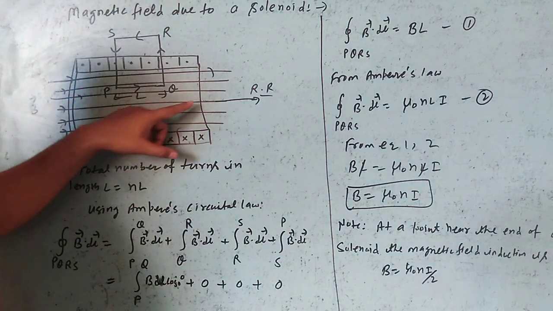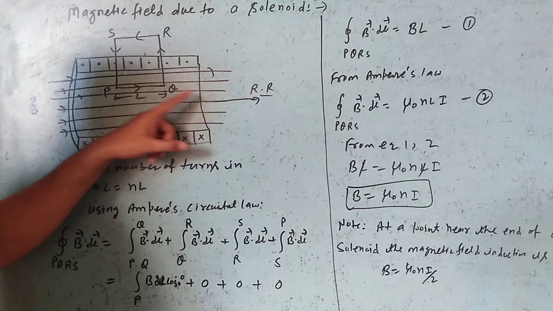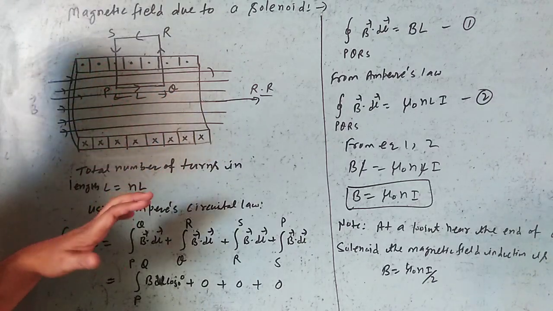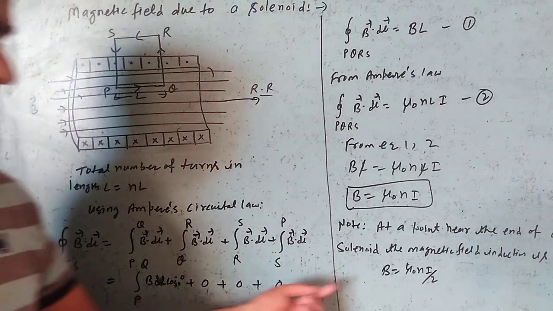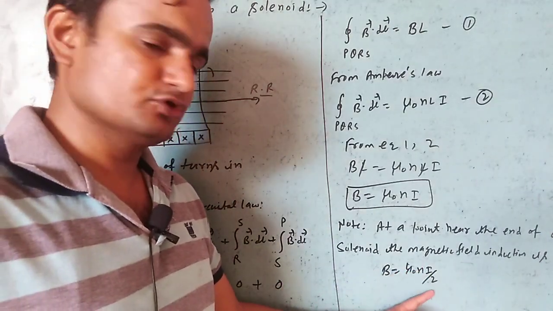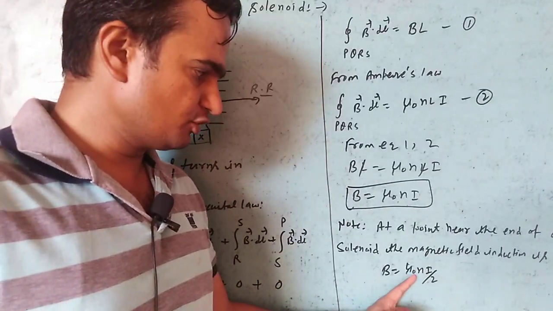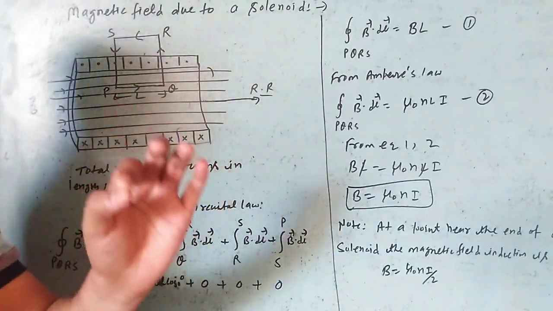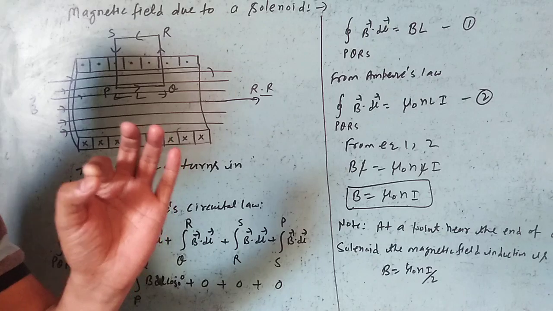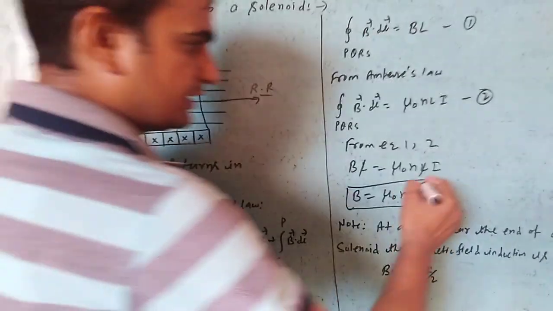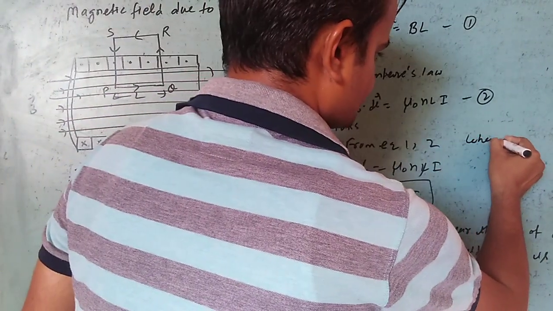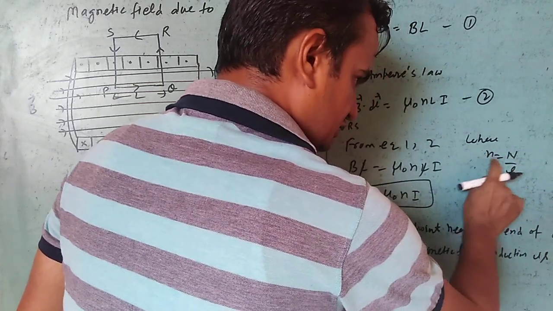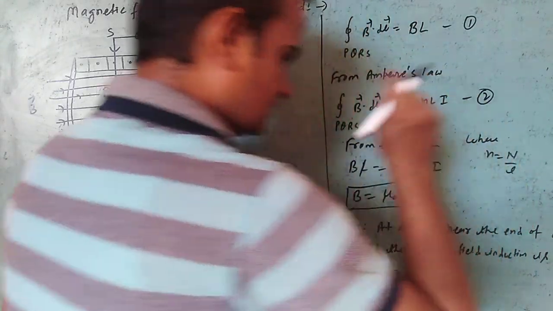If we have to find the magnetic field near the end of the solenoid, at these ends, then what will the magnetic field be? It is B equal to mu naught n I upon 2. This is the magnetic field near the end of the solenoid, mu naught n I upon 2, where n equals capital N upon L, the number of turns per unit length.